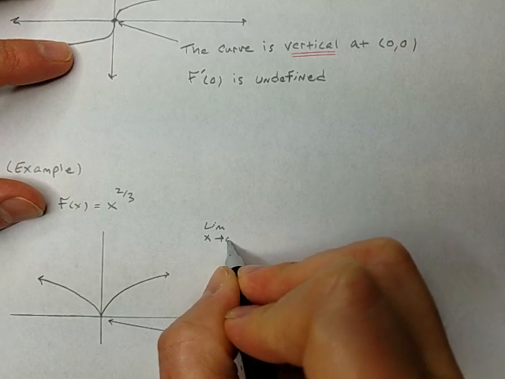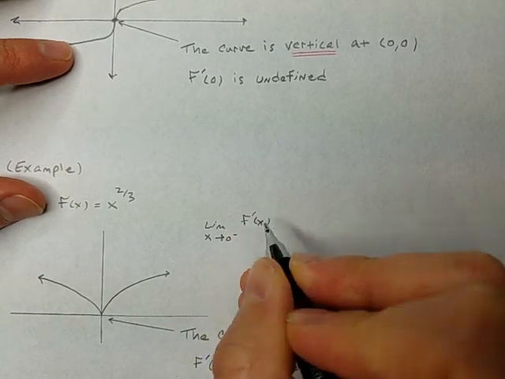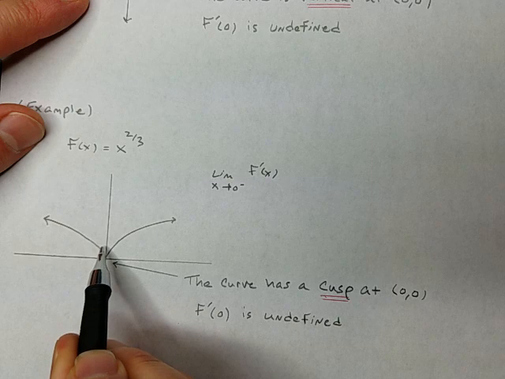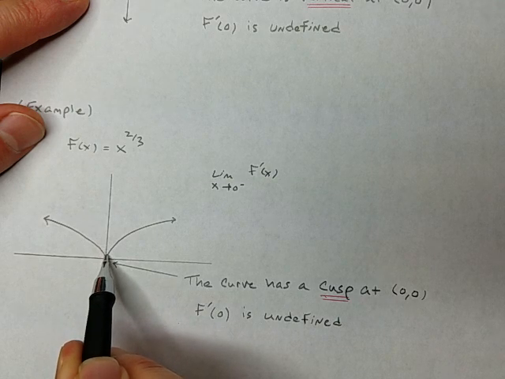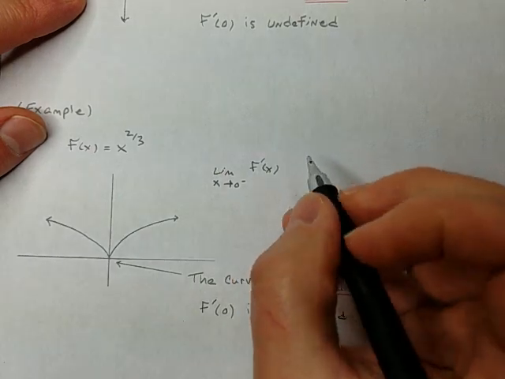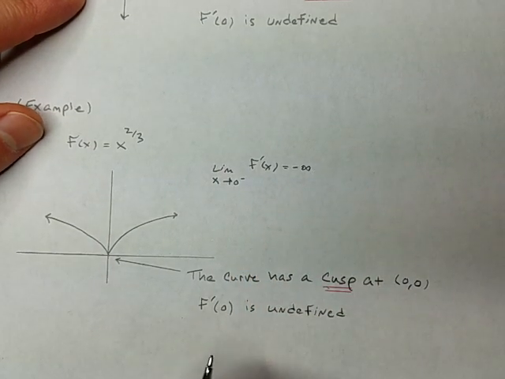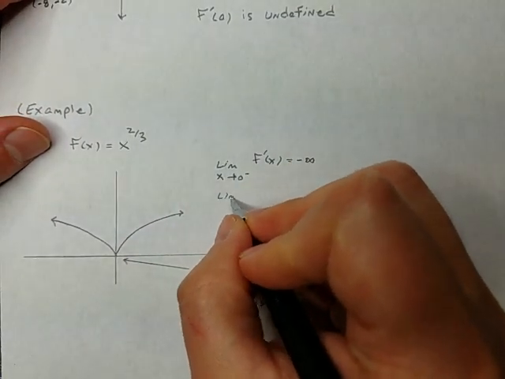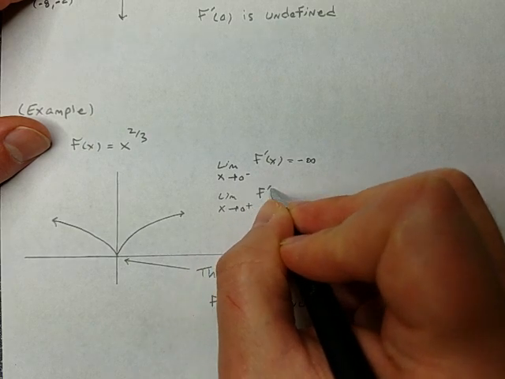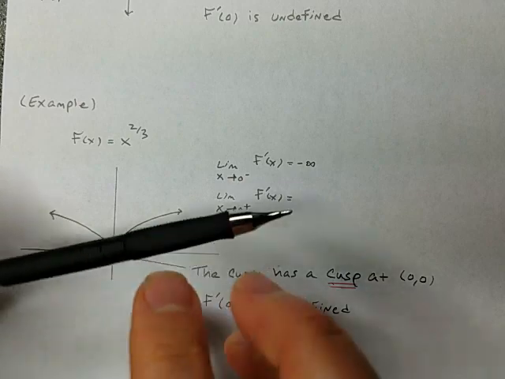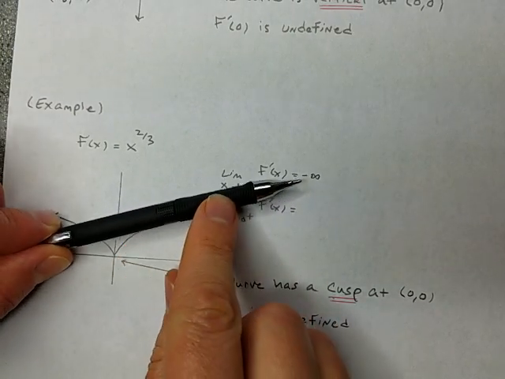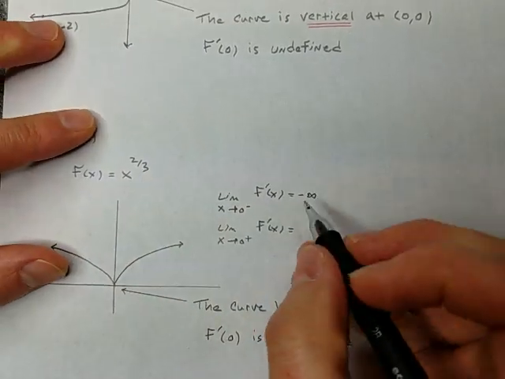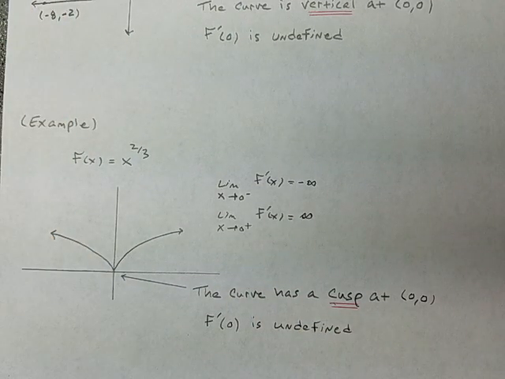As x goes to 0 from the left, f prime, see the slope of this curve? It's a negative slope out there, but it gets steeper and steeper as I go into 0. So that limit is negative infinity, meaning that the curve gets steeper in a negative direction as I go towards the origin. And the limit as x goes to 0 from the right of f prime of x is, well, it's got a slope like my pen right there, and then as I go towards 0, it gets steeper and steeper, and it's infinity. So that's what a cusp is.